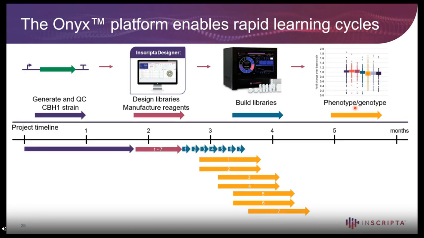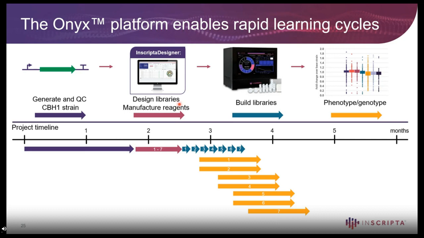So I'm showing a sample project timeline for this project, and this is broken down into 1 month increments. The first part of the project was to build this CBH1 expression strain, which, after we figured out which promoter and terminator we wanted to use and all the details of how to express CBH1, took about 1.5 to 2 months to build. Now, obviously, this timeline can be highly variable. It could take longer than that, or if someone already has their production strain or expression strain, then there's no time needed to produce that.